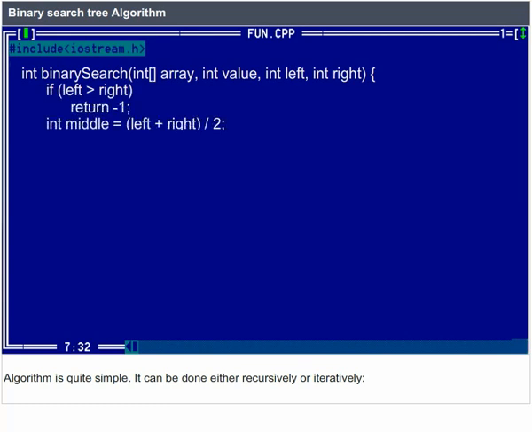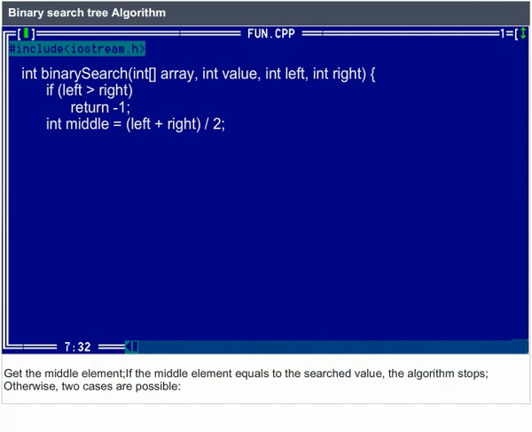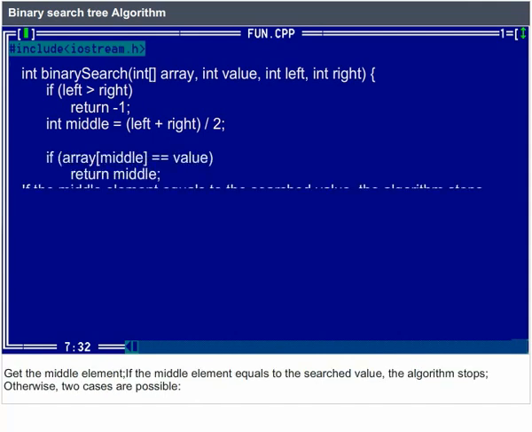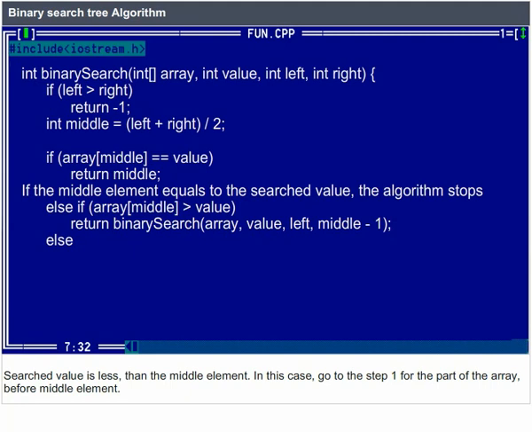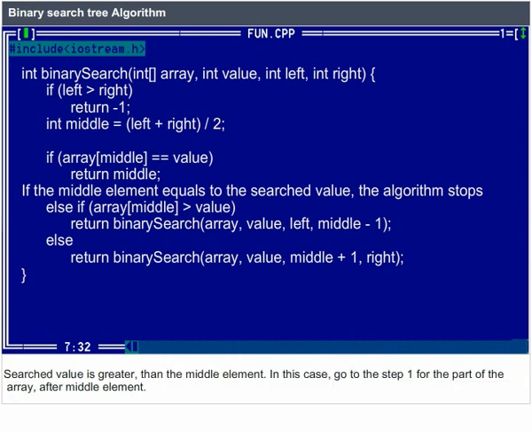Get the middle element. If the middle element equals to the searched value, the algorithm stops. Otherwise, the two cases are possible. Searched value is less than the middle element. In this case, go to the step 1 for the part of the array before middle element. Searched value is greater than the middle element. In this case, go to the step 1 for the part of the array after middle element.